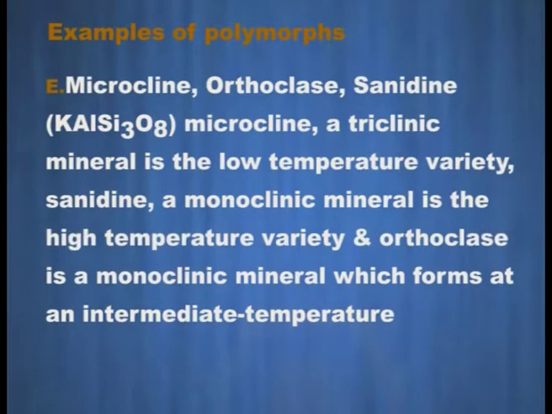The next example of polymorphic minerals is microcline, orthoclase and sanidine. All have the chemical composition KAlSi3O8, that is potassium aluminum silicate. However, microcline is a triclinic mineral and is the low temperature variety, whereas sanidine is a monoclinic mineral but is a high temperature variety, and orthoclase is a monoclinic mineral which forms at an intermediate temperature.